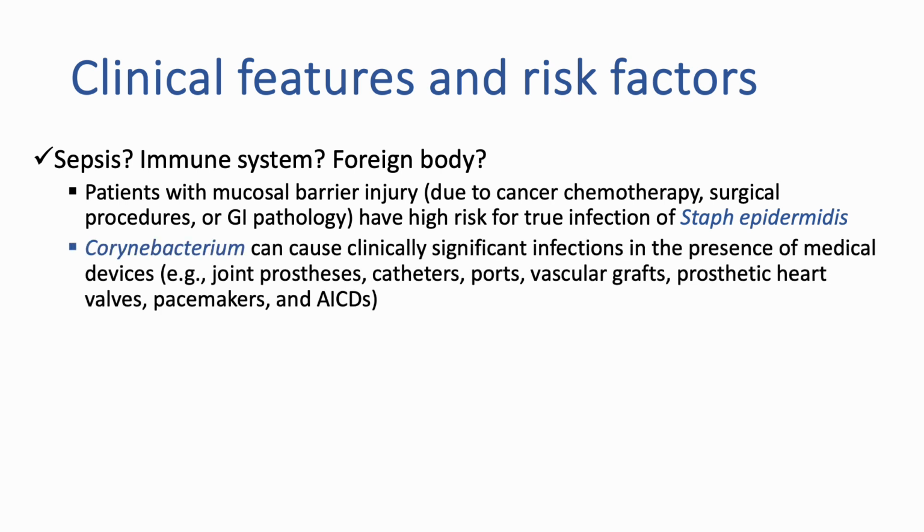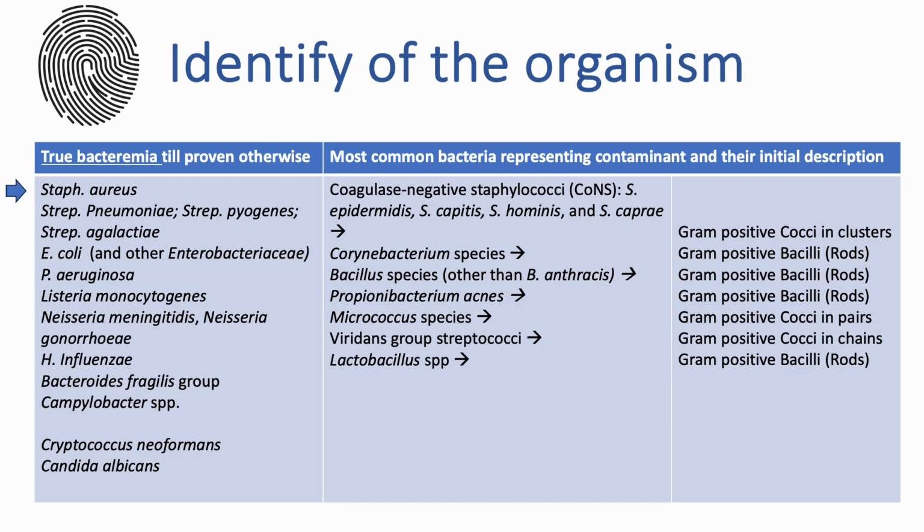Another example is a patient with Corynebacterium, another bacteria that's thought to be a contaminant, maybe number 2 after Staph epidermidis. They can still cause clinically significant infections in the presence of medical devices, like joint prosthetics, IV catheters, ports, vascular grafts, prosthetic heart valves, pacemakers, or other devices. So with these patients, you need to be more careful in interpreting the results of blood cultures before you consider them contaminants.